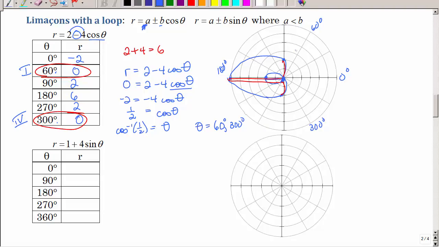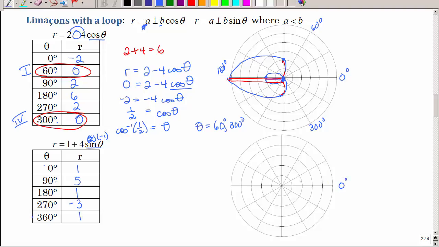Okay, so let's look at that next example. Alright, so let's do this without the calculator. What's the sine of 0? 0, so that's going to be 1. The sine of 90 is 1, so that's going to be 5, 1 plus 4. The sine of 180 is 0 again. The sine of 270 is negative 1, so this time I have 1 minus 4, so that's a negative 3. And then we're back to 360, which goes back to there.